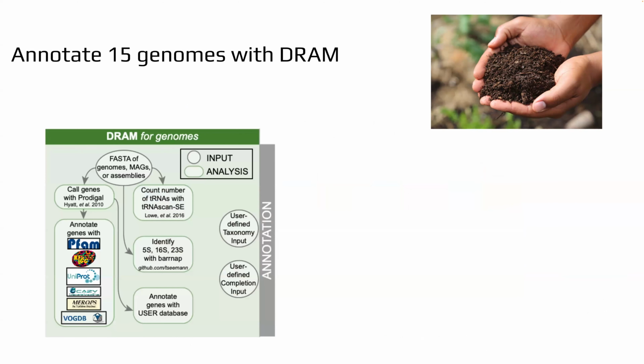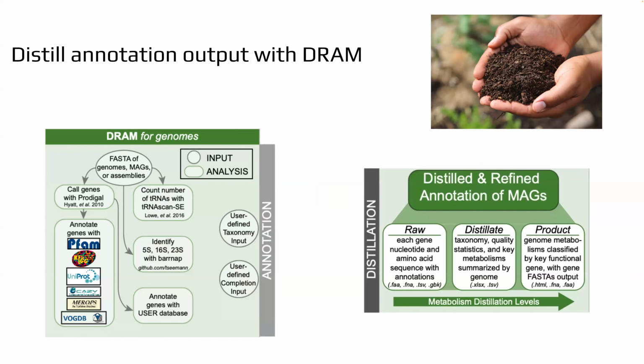So Kayla just walked through this, so you know that when you're running DRAM, you're going to annotate your genomes with DRAM. It's going to use those 6 different databases Kayla talked about to annotate your MAGs. And like Kayla mentioned, you're going to get 3 pieces of information or products out of DRAM. You're going to get the raw, the distillate, and the product. We're really going to work backwards and focus on the product today, because the product is really the quickest to read, user-friendly, quickly informative output of DRAM.